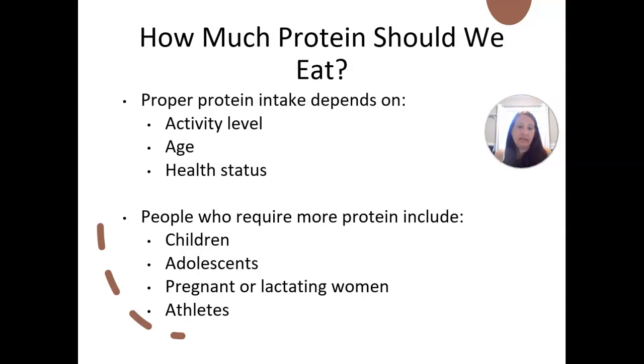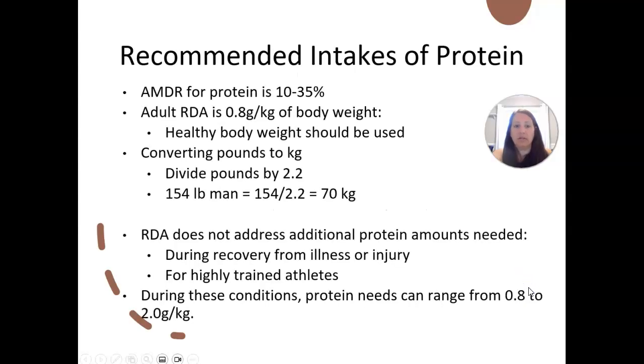And so again, this is a list of people who need to be in a positive protein balance. They need more protein. They need a higher level of protein to meet their needs. So again, children, adolescents that are growing, pregnant women who are growing another human inside of them, lactating women who are eating for two, and then again, athletes, endurance and strength athletes. I could add to this list, individuals who are in a disease state as well. Sometimes they require more protein.